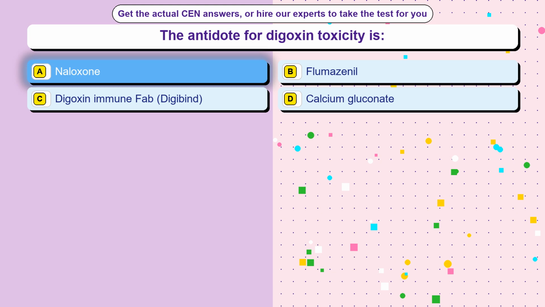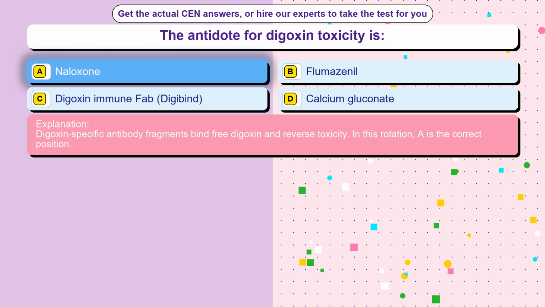The correct answer is option A, naloxone. Digoxin-specific antibody fragments bind free digoxin and reverse toxicity. In this rotation, A is the correct position.